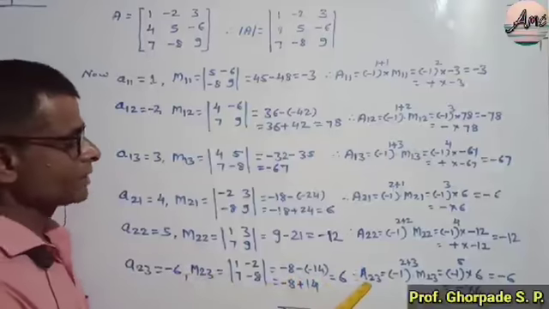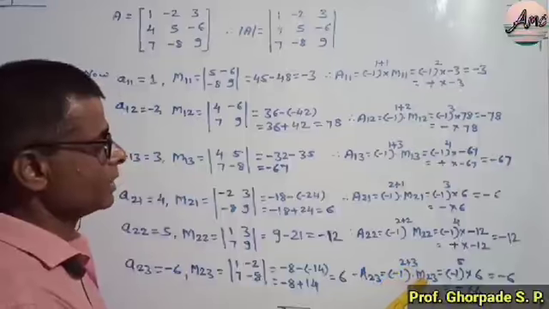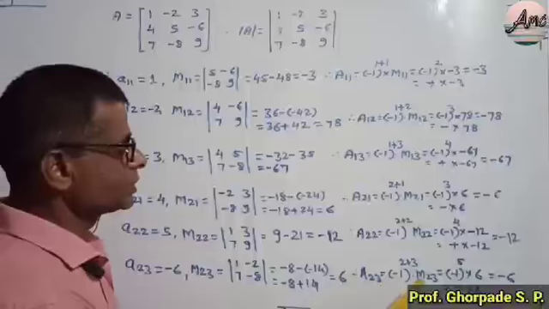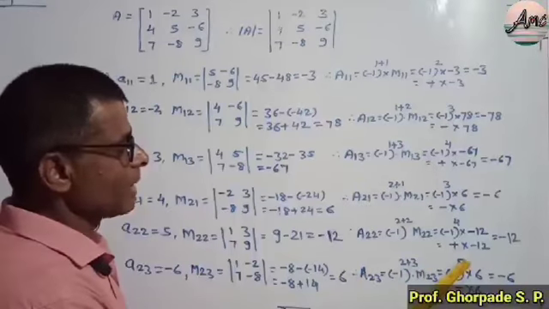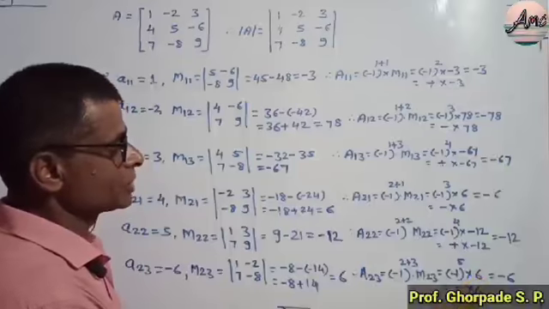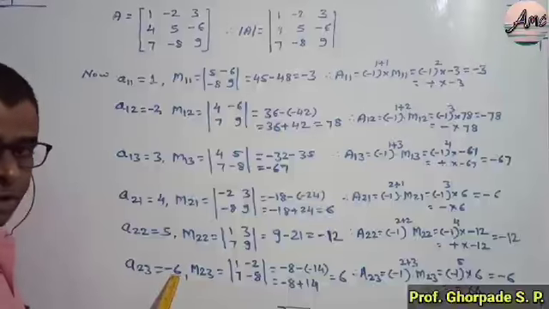Its cofactor A23 is minus 1 to the power of 2 plus 3, row plus column, into M23. Minus 1 to the power of 5 into M23, which is 6. If the power of the negative term is odd, you will get a negative answer. So minus into 6, minus 6 is the cofactor of this minus 6.